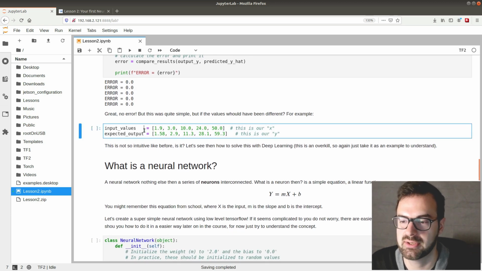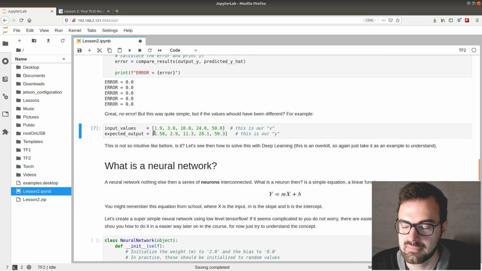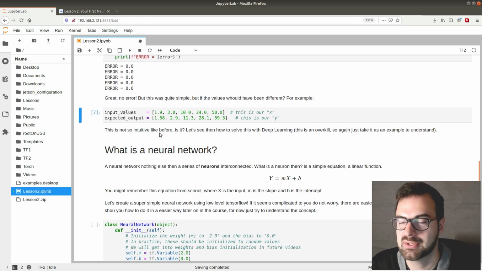Let's say those are the new values. So with an input of 1.9, the output is 1.58, 3, 2.9, 10, 11.3, and so forth. How would you solve it? Again, this is not as intuitive as before.